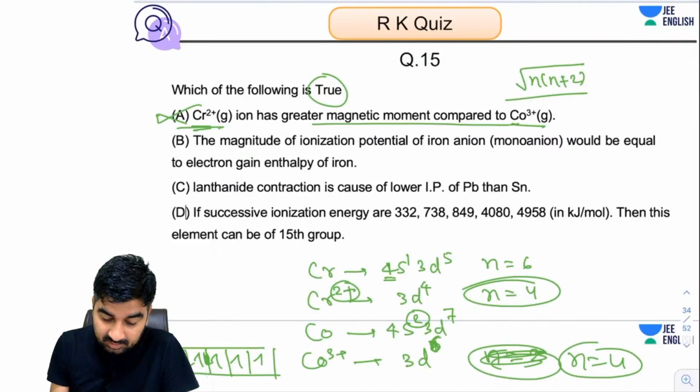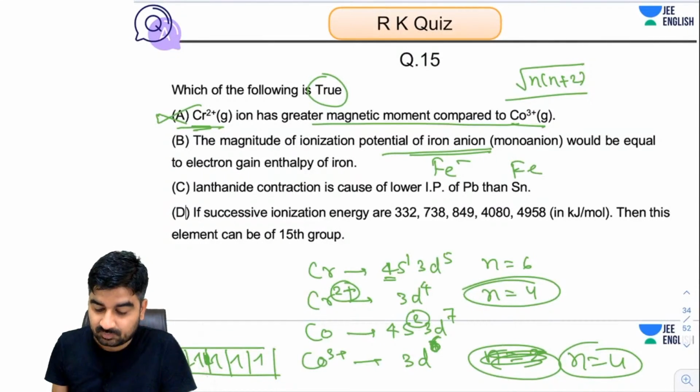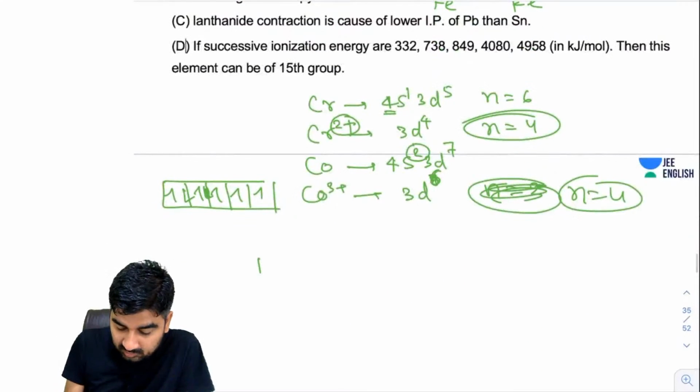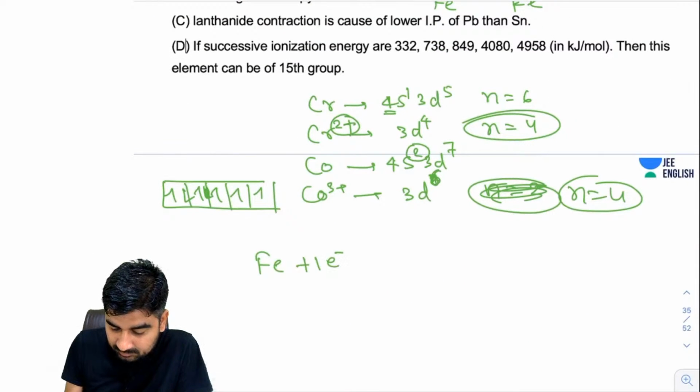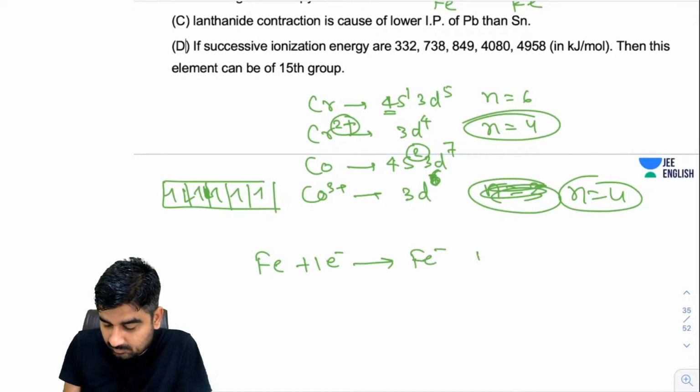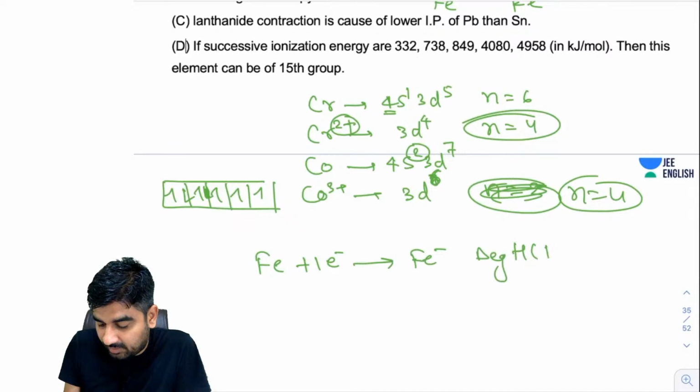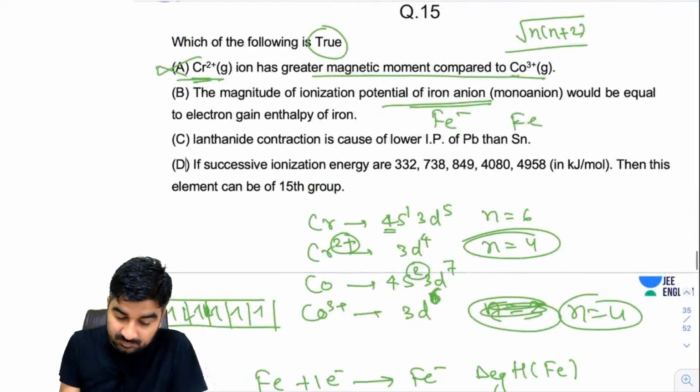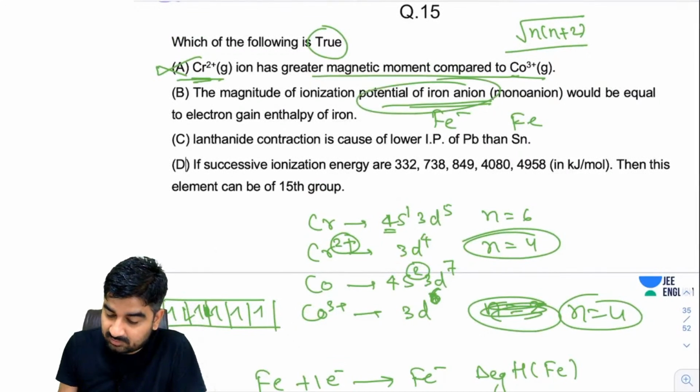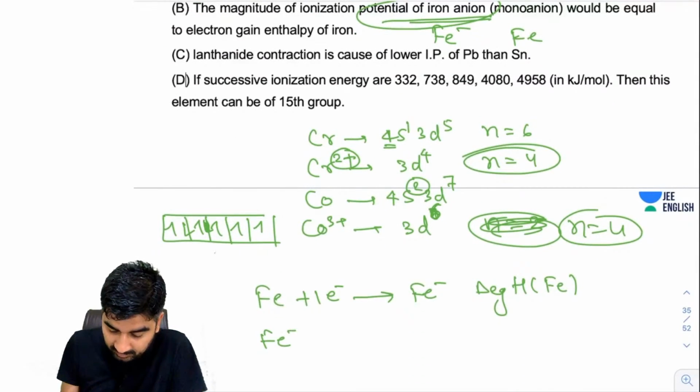Now the magnitude of ionization potential for iron anion, it means Fe minus, would be equal to electron gain enthalpy of iron. Now what it says, what is electron gain enthalpy of iron? This is electron gain enthalpy of iron. And what is ionization potential or ionization energy of iron?